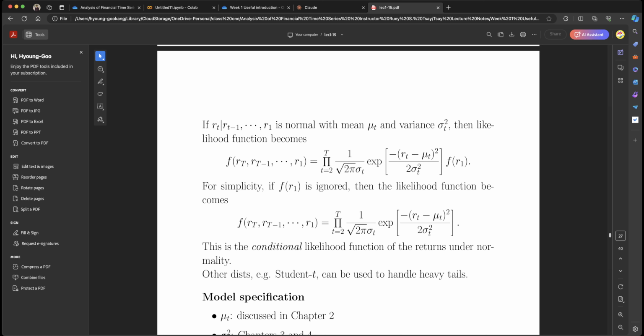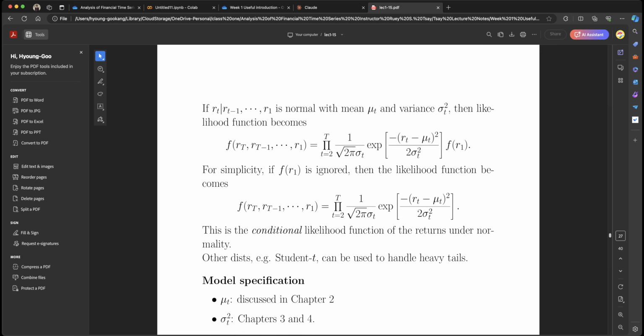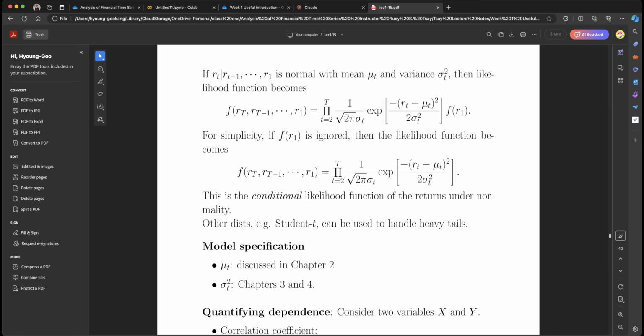Okay, for simplicity, if we ignore the f(R1) term, because this is constant, we observe R1, then the likelihood function becomes the probability or probability density of observing R1 to RT, which is the product of these terms. This is called the conditional likelihood function of return under normality. Well, it is only normality. If it is not a normal distribution, then we have a different functional form, not the exponential and 2 pi sigma thing.